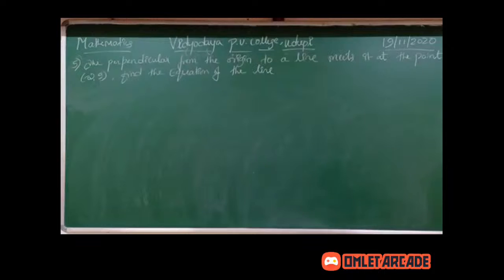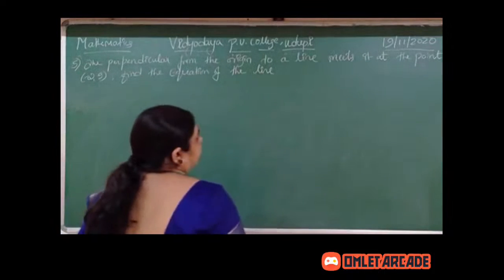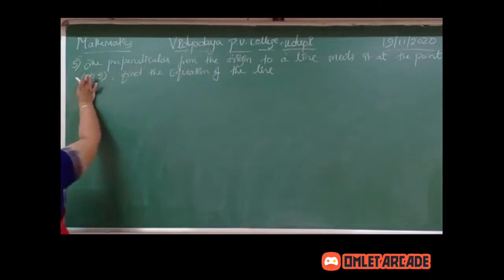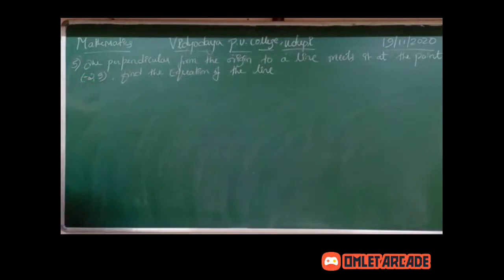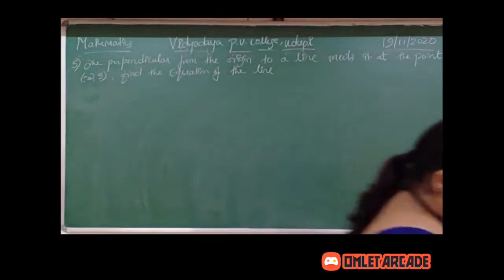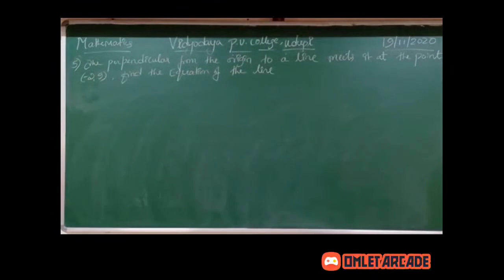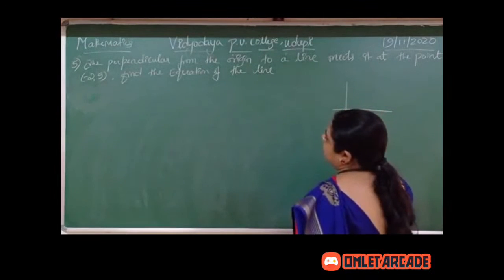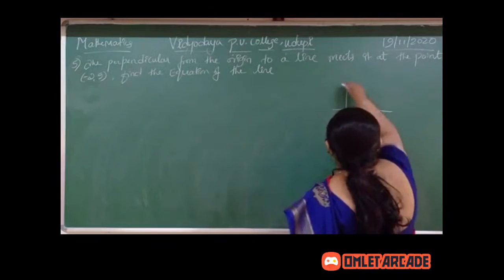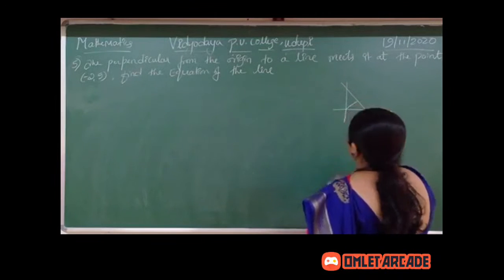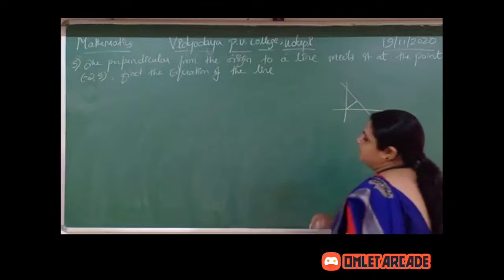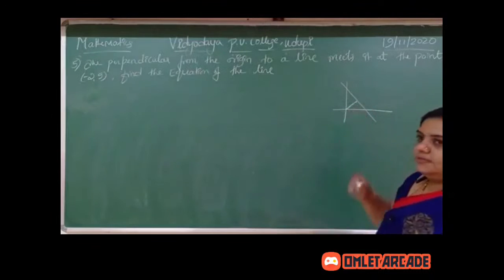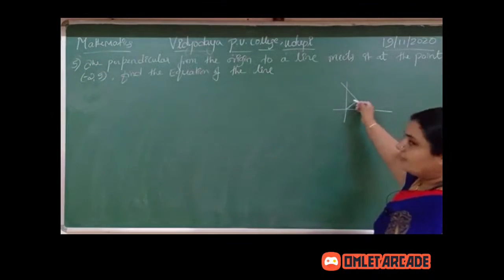Next question. The perpendicular from the origin to a line meets it at the point (-2, 9). Find the equation of the line. Read the question carefully. Again, we'll take a rough picture of this. The perpendicular from the origin to the line means it will be like this, isn't it? A perpendicular from the origin to the line. In normal form we studied this, isn't it? This is actually a normal. In the sense, if you see, it's actually a normal, isn't it?